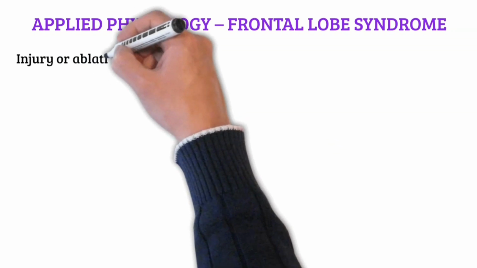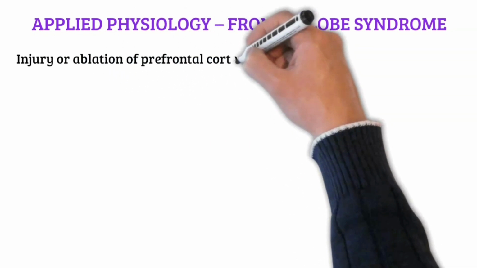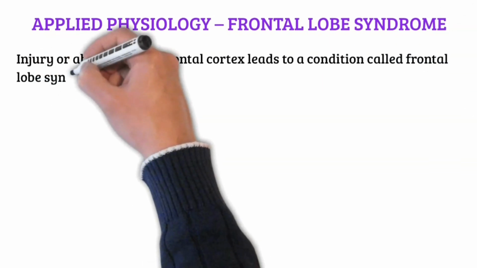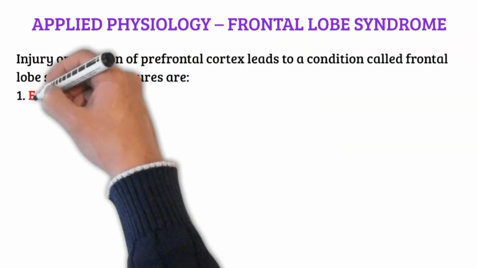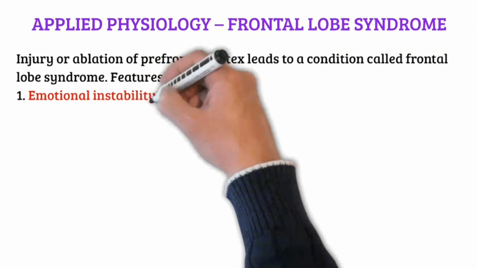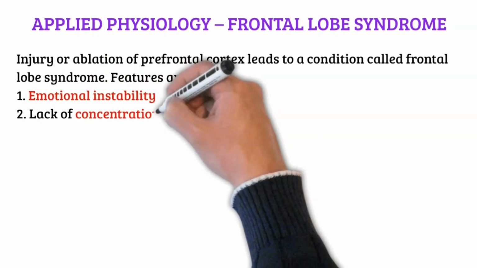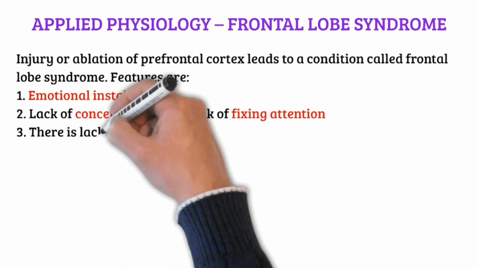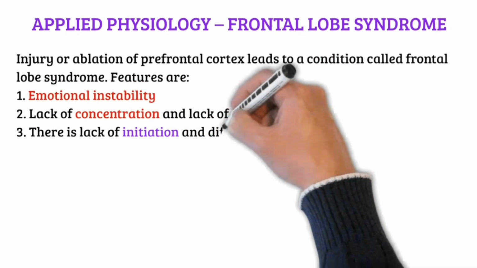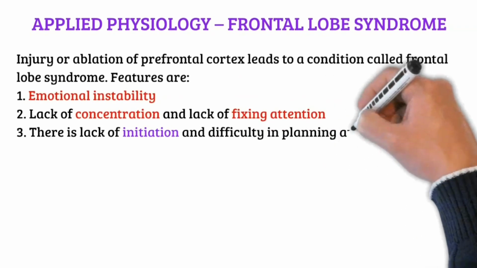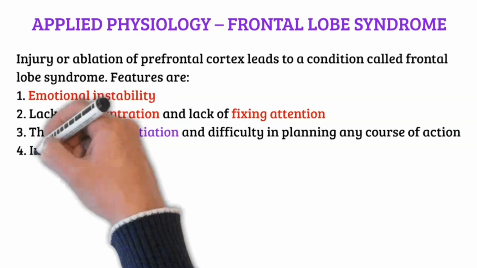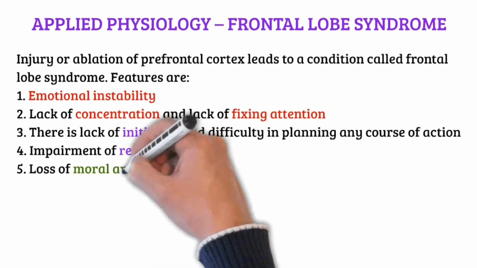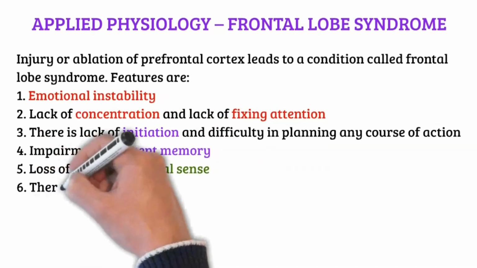Applied physiology, frontal lobe syndrome. Injury or ablation of prefrontal cortex leads to a condition called frontal lobe syndrome. The features are emotional instability, lack of concentration and lack of fixing attention. There is lack of initiation and difficulty in planning any course of action. Impairment of recent memory, loss of moral and social sense.